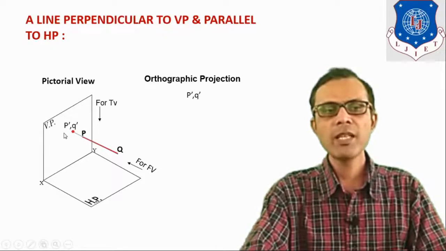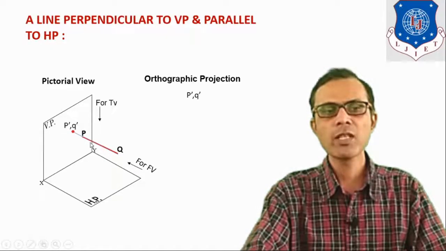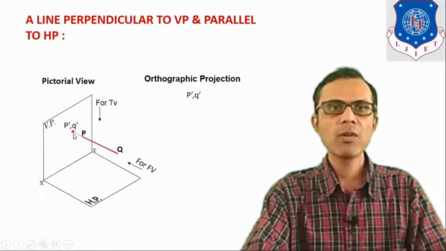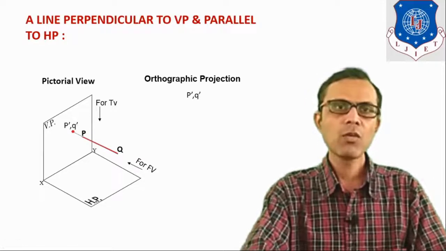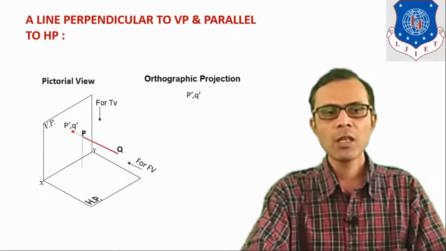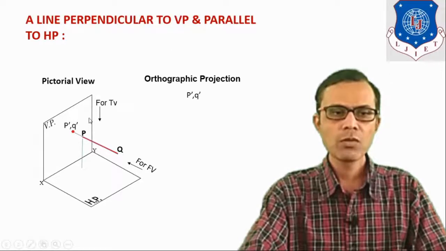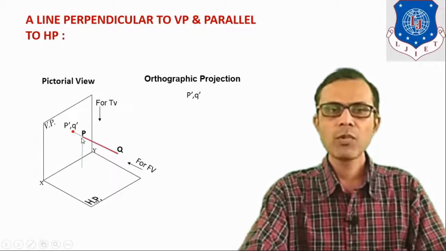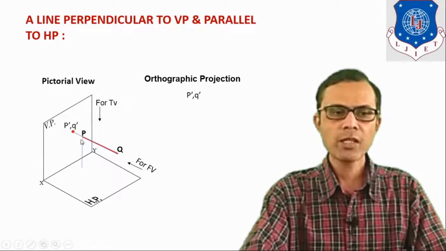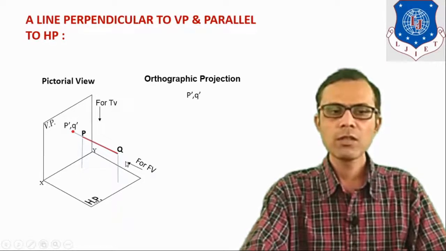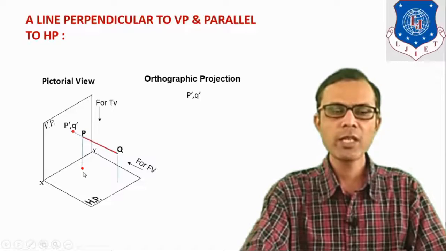Front view of end P is P dash and front view of end Q is Q dash. Both will be at the same location and they will both look like a point view. Now if we see this line from the top view direction, the projector of P is shown here. Now the projector from end Q, so the projection of end P is shown here, it will look like a point, and it is Q over here.